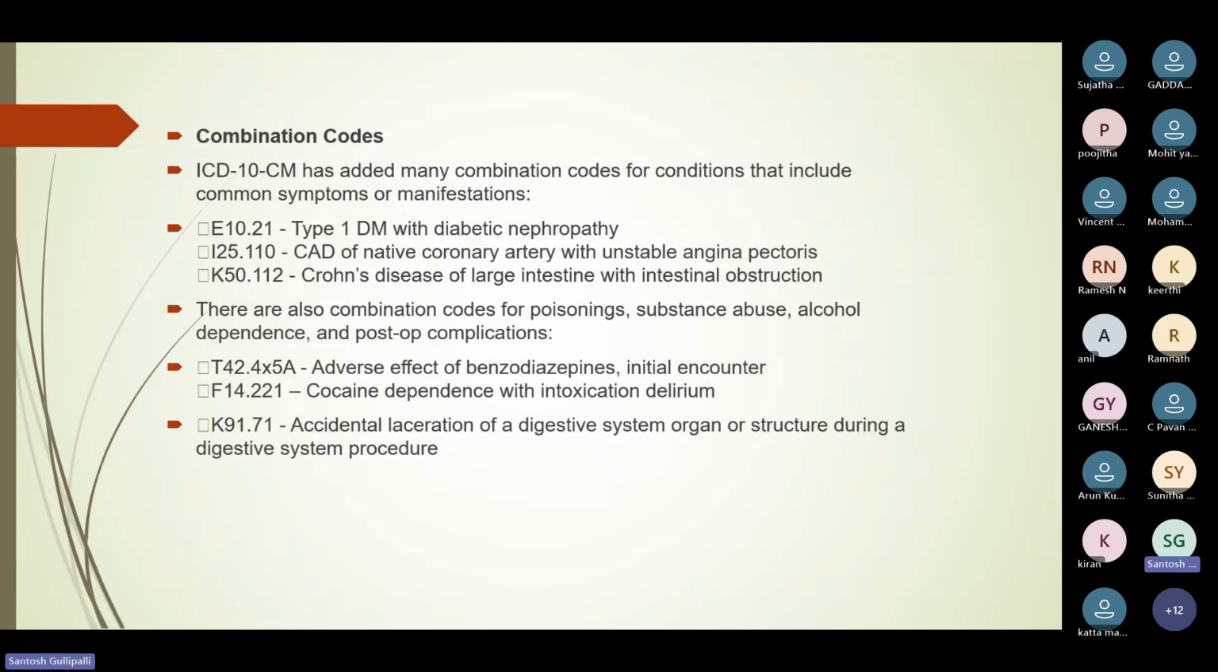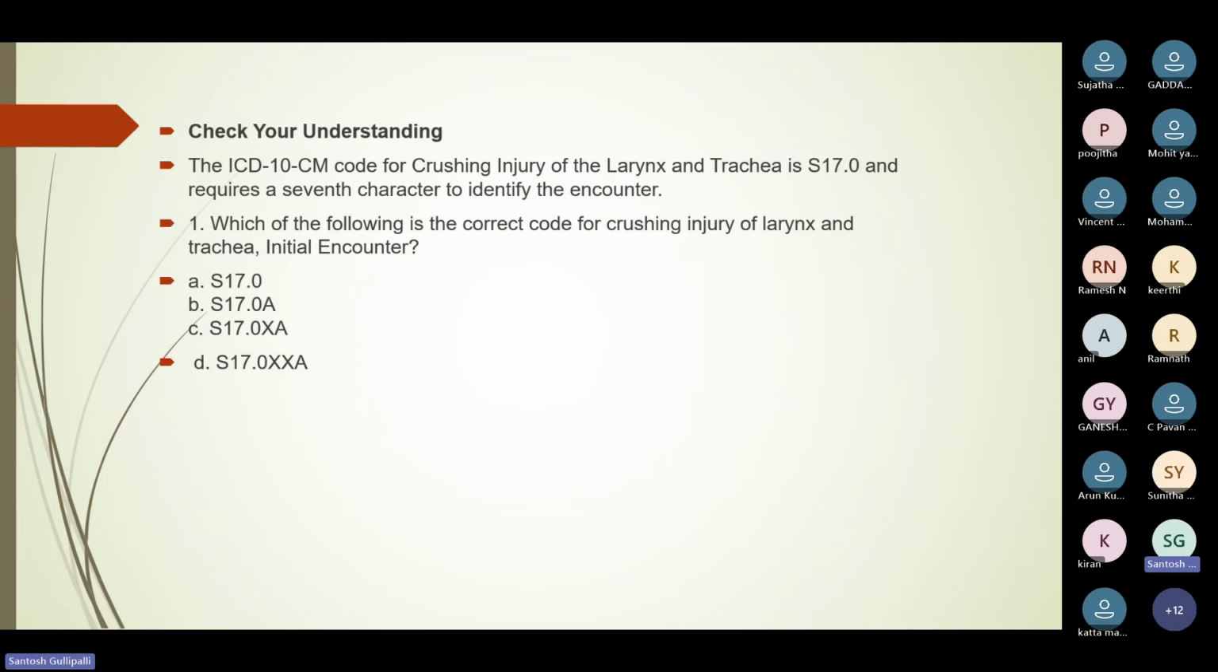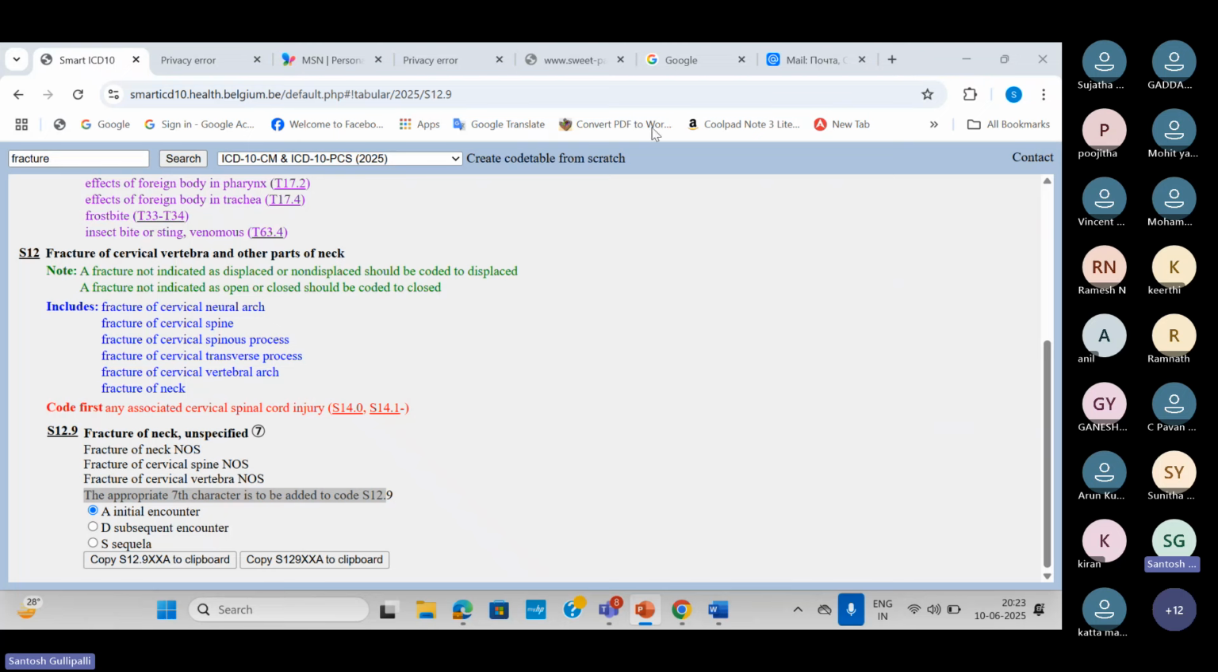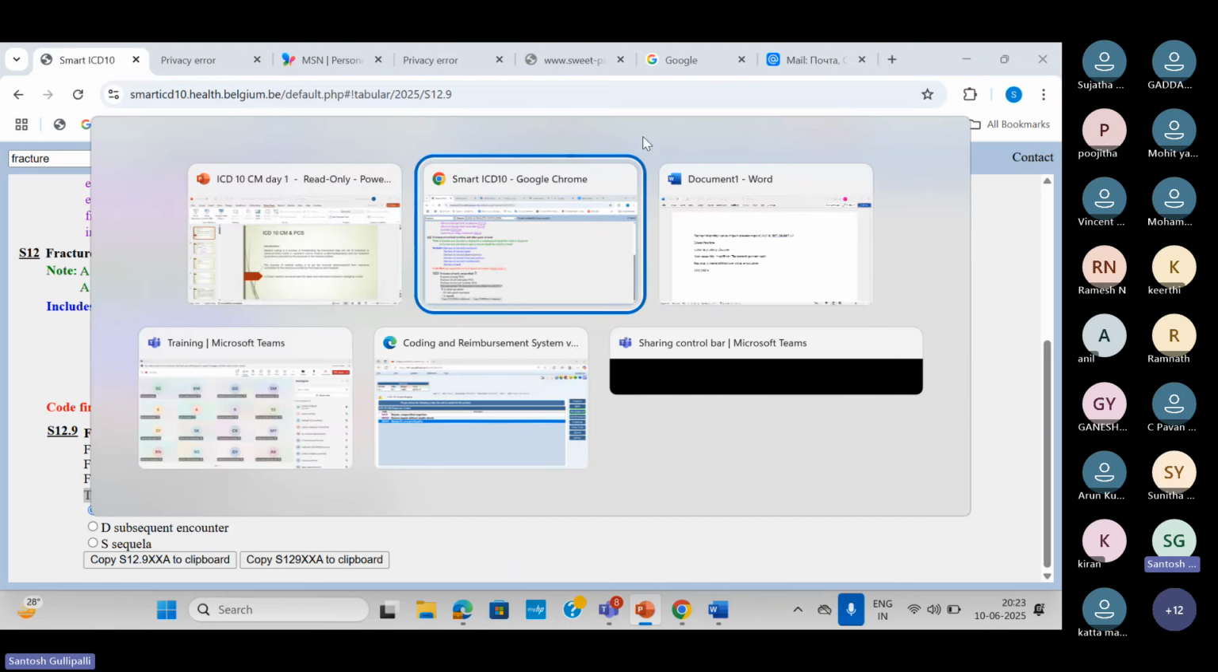Thanks. So that is enough. The remaining combination codes we will cover in the chapter specifications. And the next one.